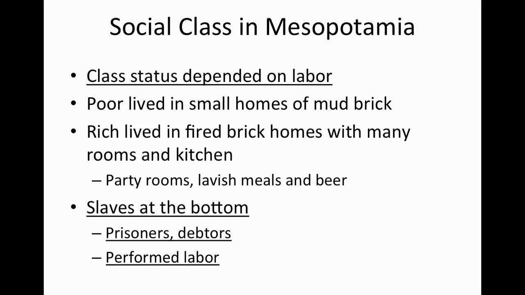How did you know if someone was wealthy? Well, the poor lived in small homes of wood brick. The wealthy royal families or the aristocracy would live in nicer fired brick homes with many rooms, kitchens, even party rooms for lavish meals and parties. Slaves were usually prisoners or debtors, and they would perform the hard labor. They would be building those ziggurats.